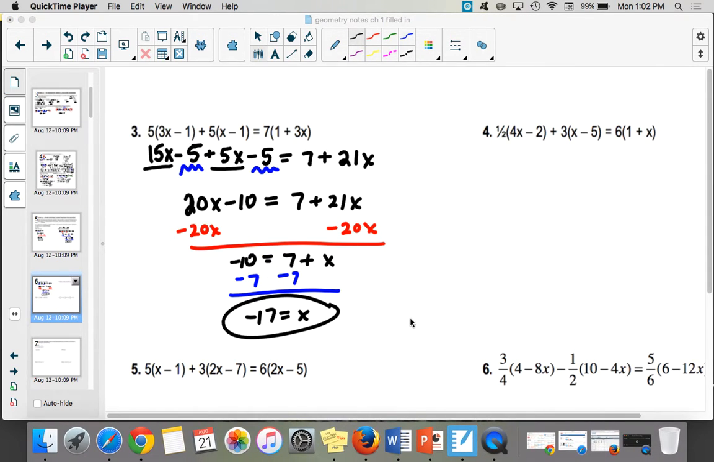Okay, so the first one we have 1/2 multiplied by 4x minus 2. So when I take that 1/2 in, half of 4 is 2. So I'm going to have 2x minus half of 2 is 1. So 2x minus 1. Plus 3x minus 15 equals 6 plus 6x. Did you guys all have that for the first step?